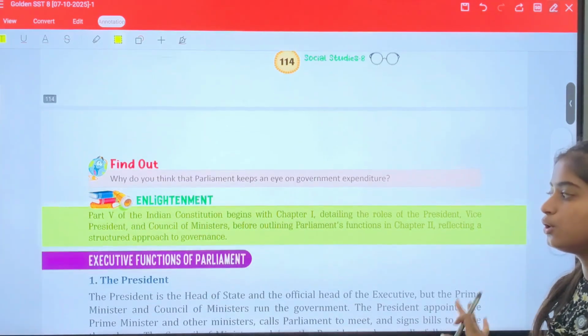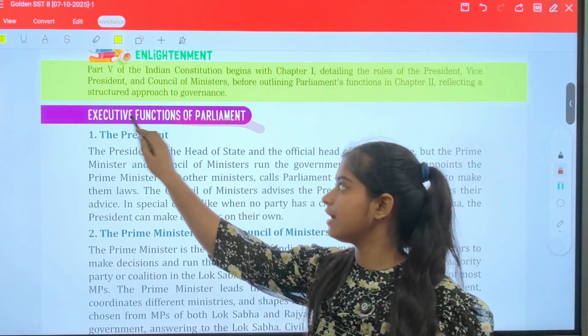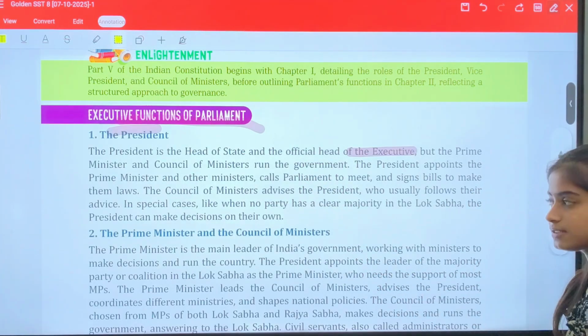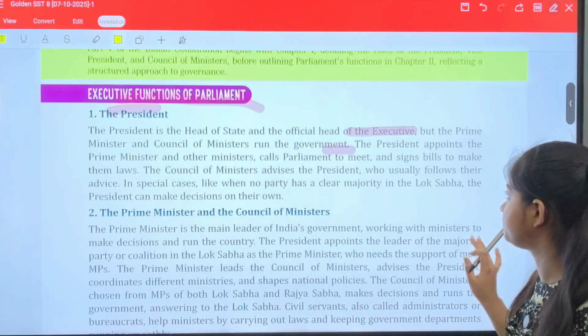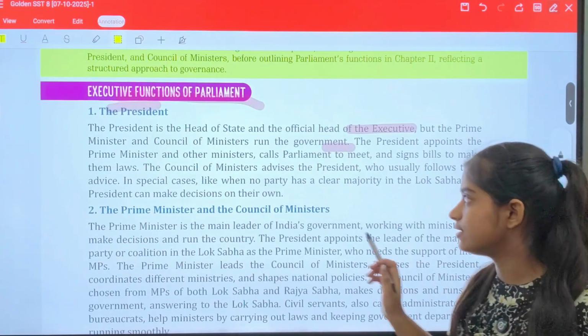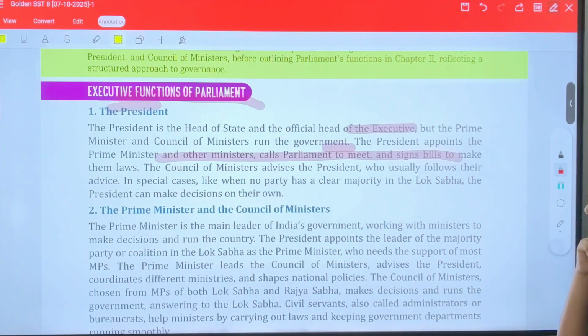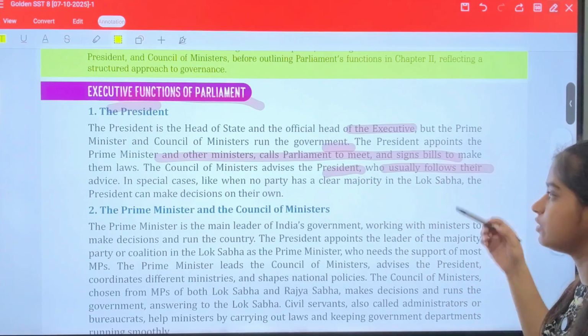Okay, this is how no one is able to misuse the powers of money. Executive functions of Parliament: we have first the President, who is the head of the state and official head of the executive, but the Prime Minister and Council of Ministers are the main ones who run the government. The President appoints the Prime Minister and other ministers, calls Parliament to meet and signs bills to make them laws. The Council of Ministers advises the President, who usually follows their advice.